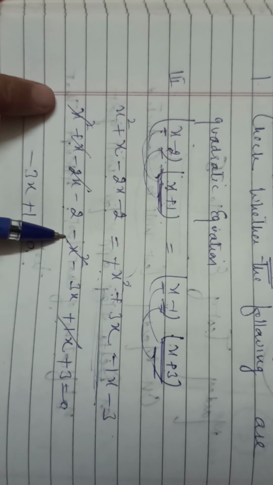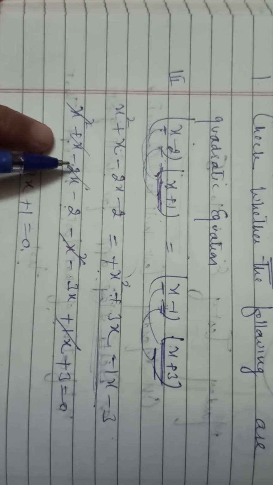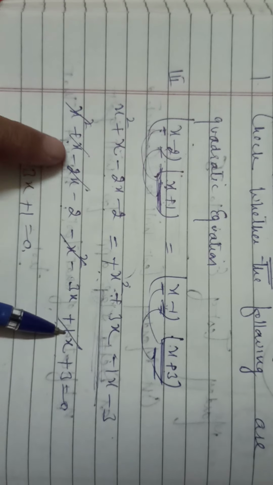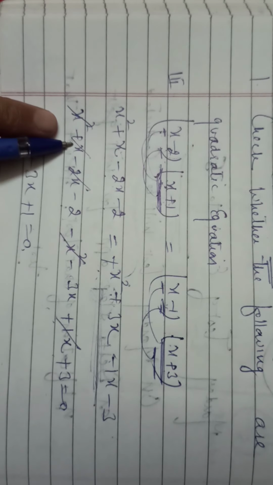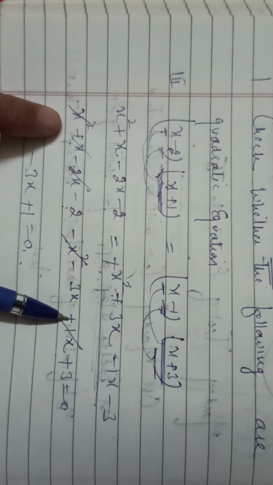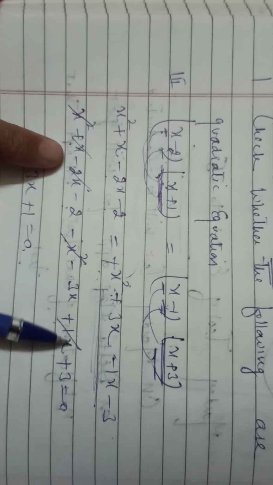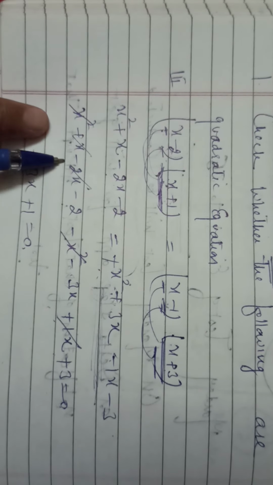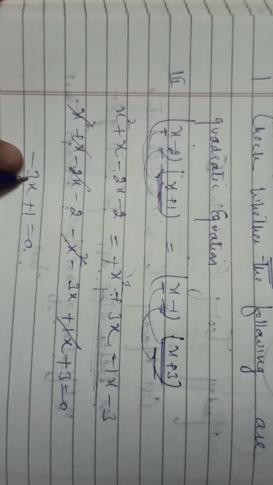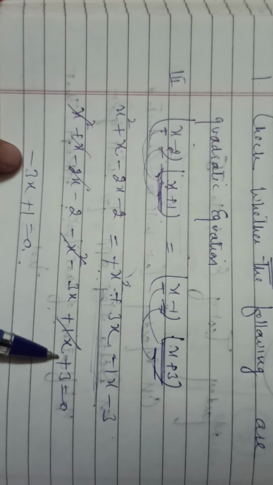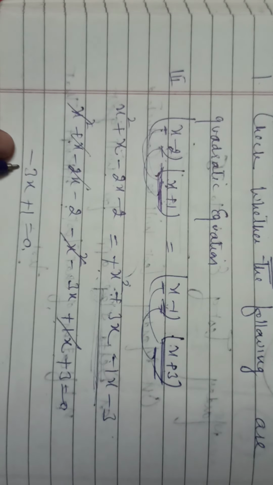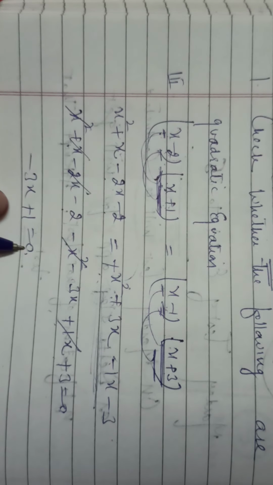x square and minus x square cut. This is plus x and plus x, plus 2x and minus 2x, they will also cut. What will be left? Minus 3x, minus 2 plus 3 plus 1. So minus 3x plus 1 equal to 0.